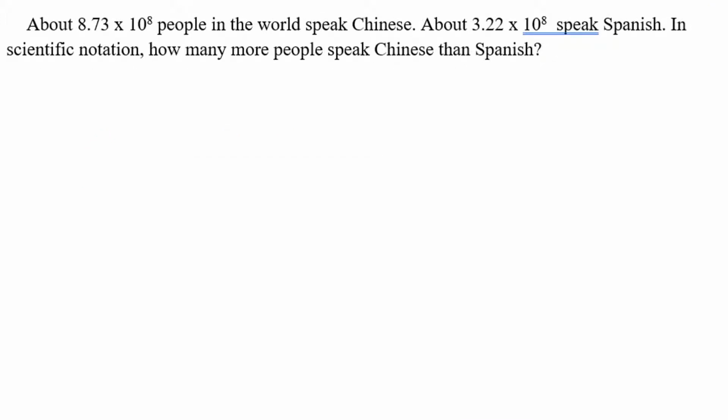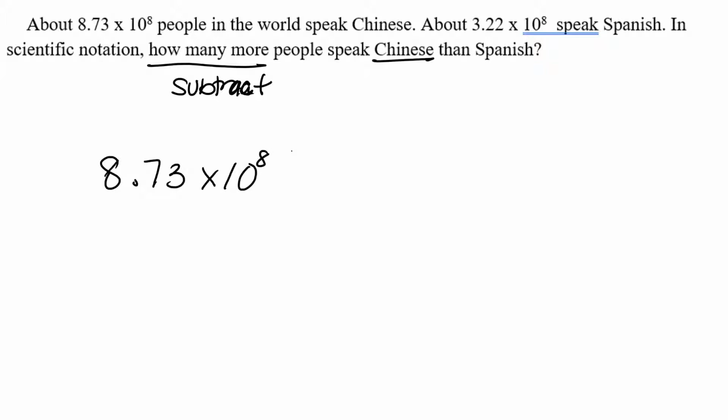About 8.73 times 10 to the 8th people in the world speak Chinese. About 3.22 times 10 to the 8th speak Spanish. In scientific notation, how many more people speak Chinese than Spanish? So again, the question, how many more, means to subtract. And we're going to subtract the Chinese first. So Chinese is 8.73 times 10 to the 8th. And then we subtract the Spanish, which is 3.22 times 10 to the 8th.